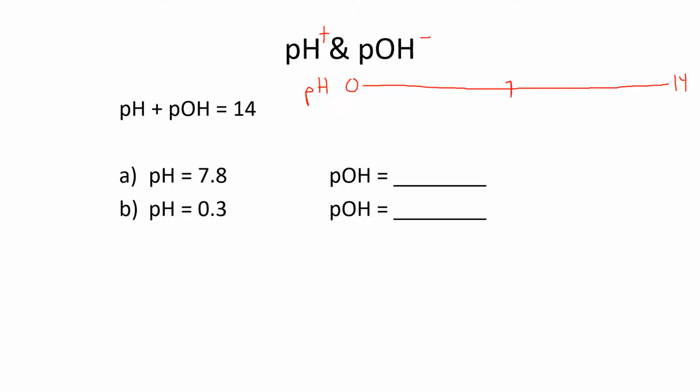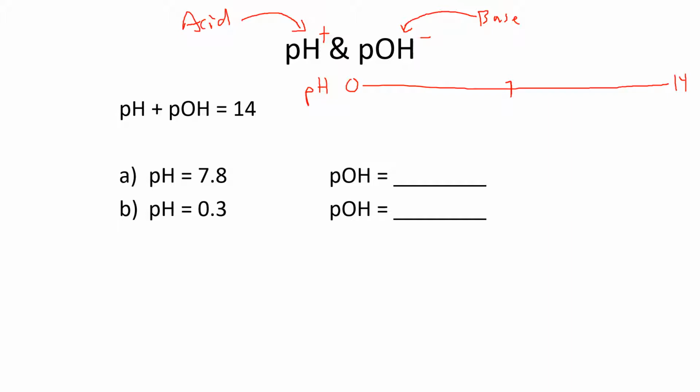Which side is acid? 0 or 14? High pH or low pH? So an acid for us is anything that releases H+. A base for us is anything that releases OH-.